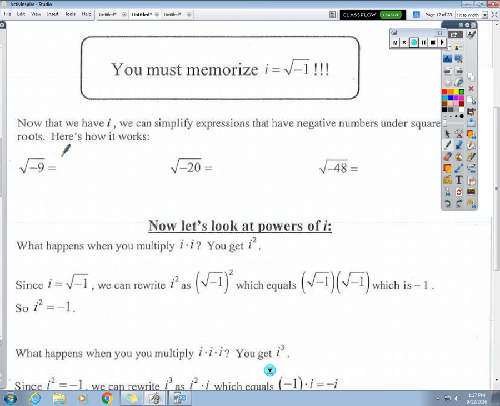Couldn't you basically look at the square root of negative 9 as the square root of a positive 9 times the square root of a negative 1? Couldn't you basically break that apart as a positive 9 and a negative 1? Well, what did we just learn the square root of 9 is? And what did we just learn the square root of negative 1 equals? I. So that's your answer, 3i.